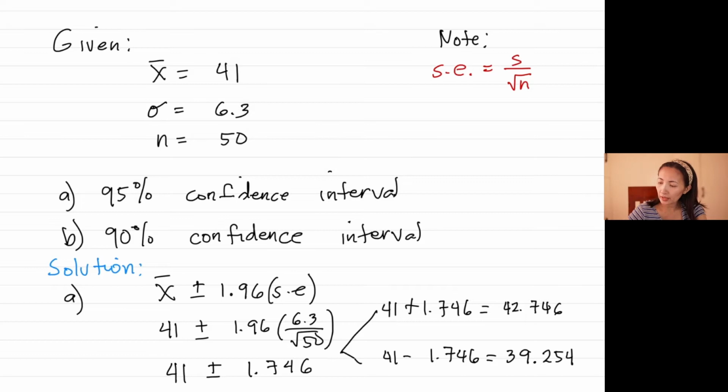So for letter A, the answer is 39.25 to 42.75. So we are 95% confident that the population mean lies within 39.25 to 42.75. Now we proceed to letter B.